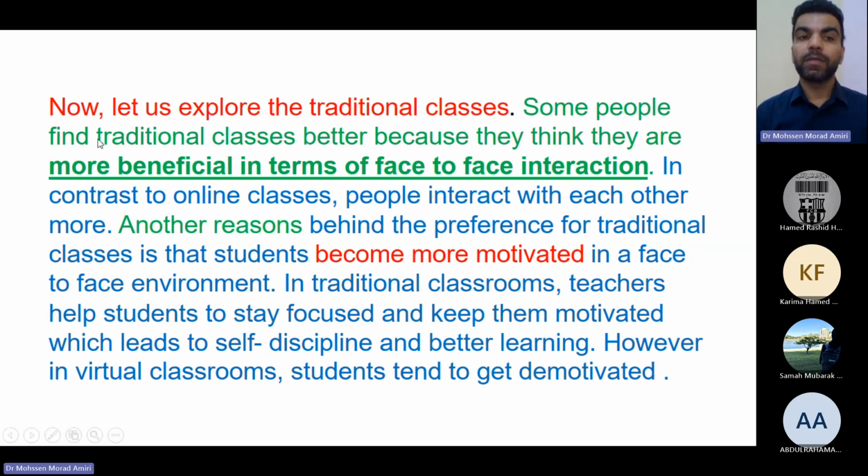Some people find traditional classes better because they think they are more beneficial. Beneficial, guys, means more advantages. The advantage of something is more advantage, faida. Benefit means faida, you know, but beneficial is something that gives you faida. Beneficial. So write this one in your notebook.